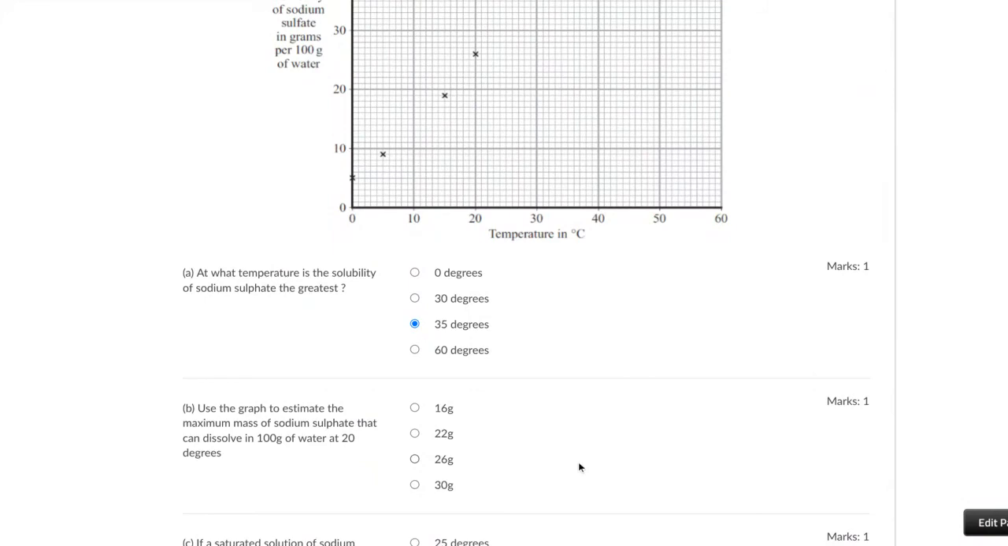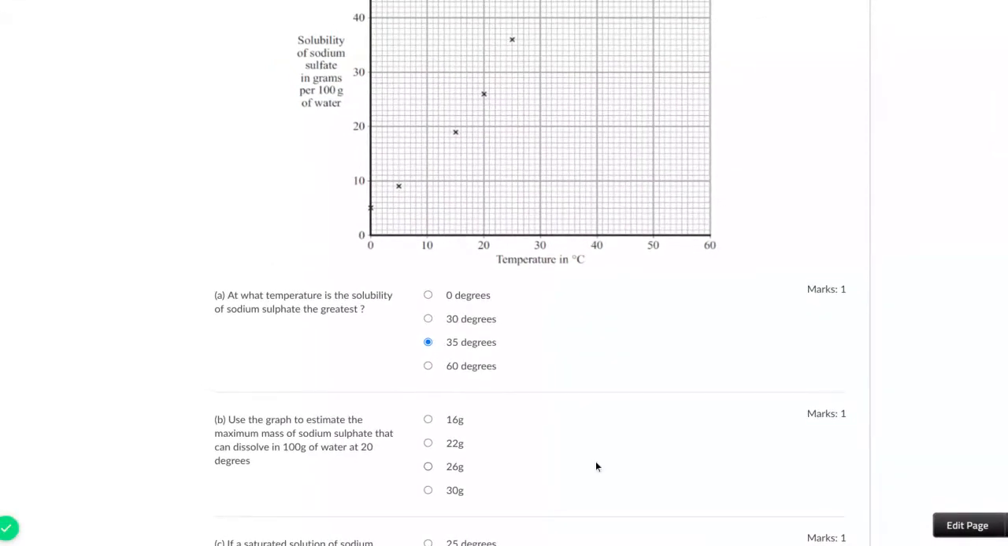And so now we've got to actually use the graph here, and what we've got to do is estimate the maximum mass of sodium sulfate that can dissolve in 100 grams of water at 20 degrees. So this becomes important later on, but first of all, just check that the amount of water we're using is the same amount of water we're using in the graph. So in this situation it is.